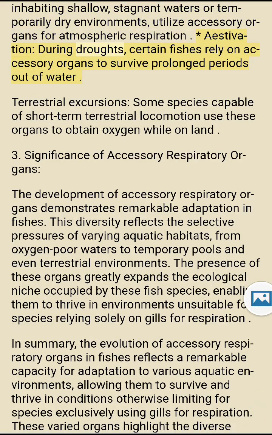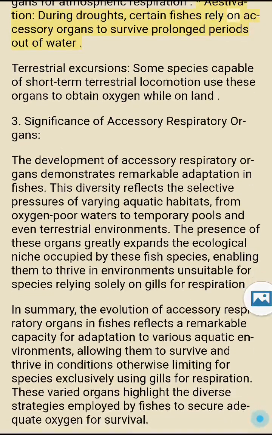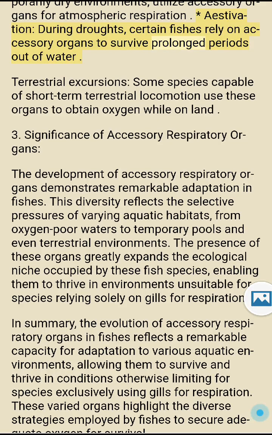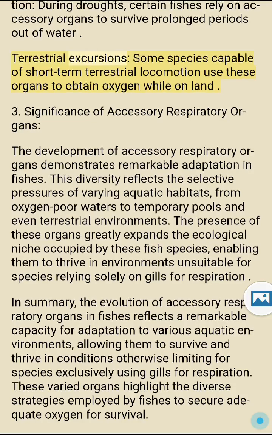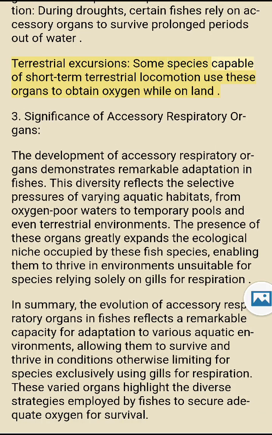Estivation. During droughts, certain fishes rely on accessory organs to survive prolonged periods out of water. Terrestrial excursions. Some species capable of short-term terrestrial locomotion use these organs to obtain oxygen while on land. 3. Significance of accessory respiratory organs. The development of accessory respiratory organs demonstrates remarkable adaptation in fishes.